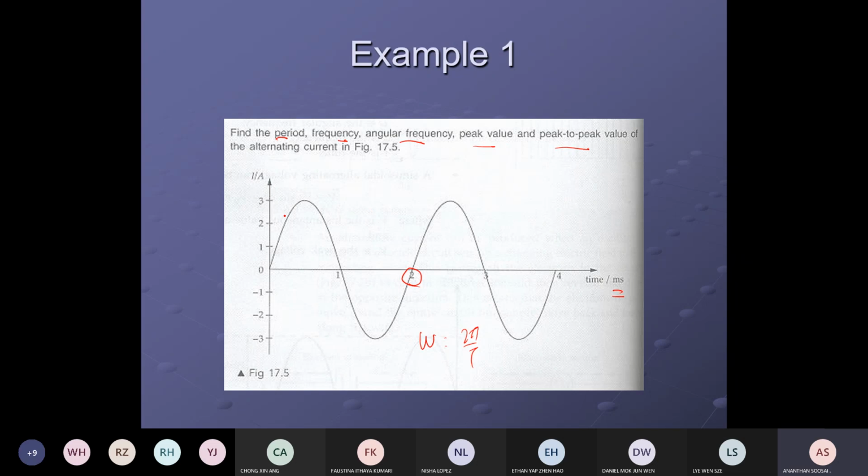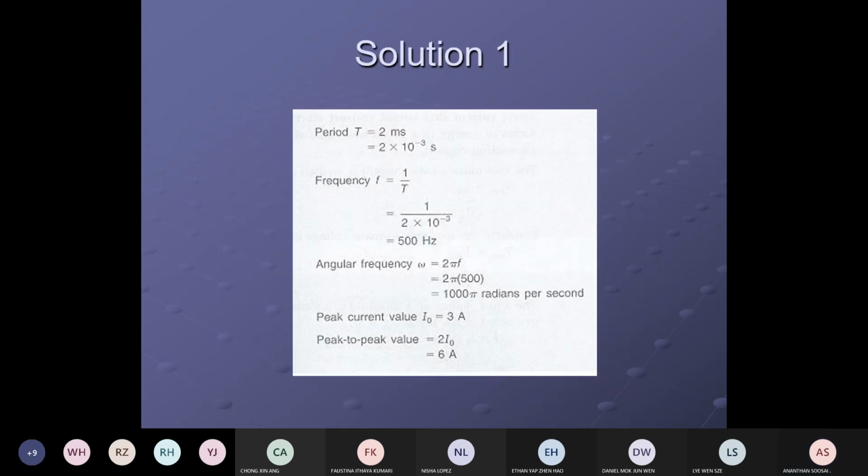Peak value, of course, 3 volt, right? 3 amperes, sorry, this is a current graph. 3 amperes. The peak to peak, of course, is 6, right? So this is the answer you got, right? Remember the technique. Hope in your mind this is the idea. Straightforward.